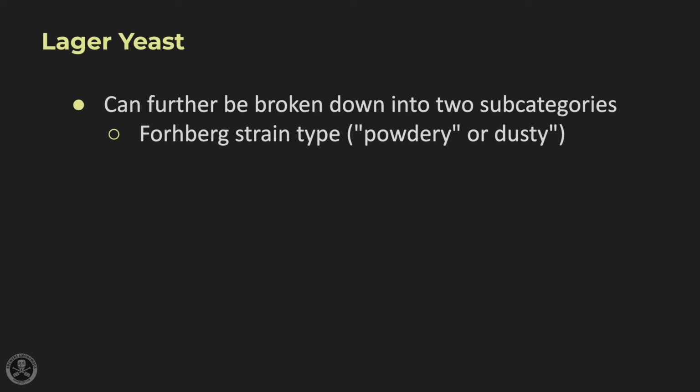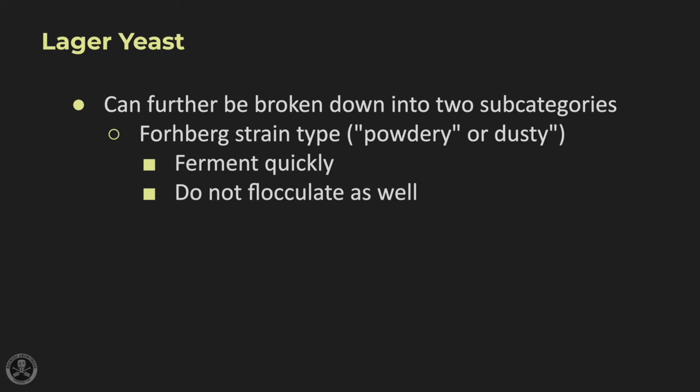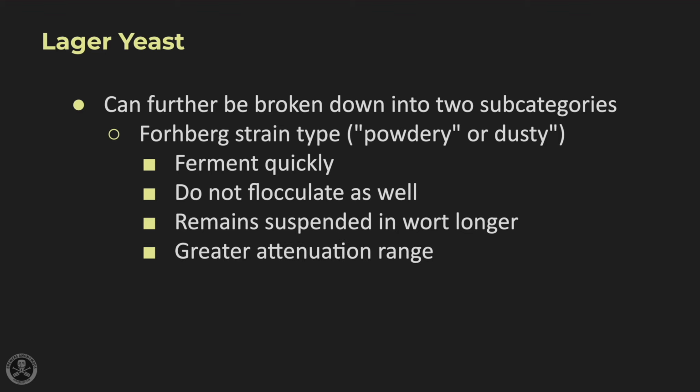First, the Frohberg strain type, or the less formal names of powdery or dusty types. These strains tend to ferment quickly. This is partially because these yeast strains do not flocculate well, and with that, they remain in suspension in the wort longer, allowing the yeast to rip through those fermentable sugars a little faster. They also tend to have a higher attenuation range.